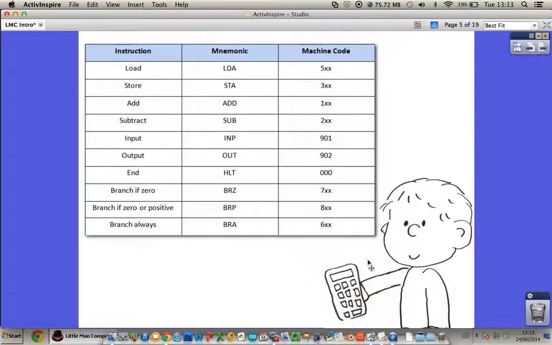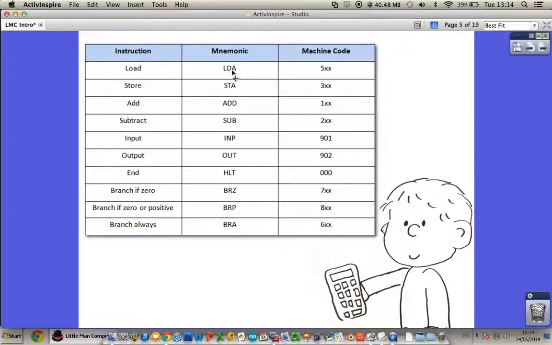Now, our little man with his accumulator here, he's only able to do a very limited number of tasks, and these are the tasks he's been trained to do. So he's capable of loading information from one of the memory baskets, storing information into one of those memory baskets, adding something from memory into the accumulator, subtracting something from memory into the accumulator, inputting, outputting, stopping, and then we have some decisions we can do here. So we can branch. So we can make a decision if the accumulator is 0, if the accumulator is 0 or positive, or always go to a specific point.